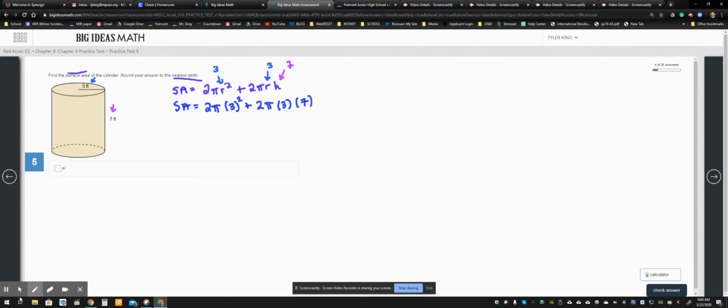Okay, now we're going to leave pi to the very last step here. So our surface area is equal to 2 times pi times 9 plus 2 times pi times 21. Then I'm going to see my surface area is equal to 18 pi plus 42 pi. Now my surface area is equal to 18 plus 42, which becomes 60 times pi.